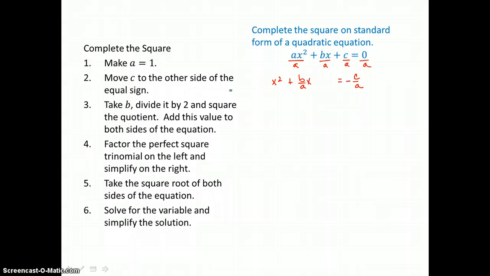And now I'll take my b value, which is b over a, my value that's multiplied to x. I'll divide it by 2 and square it to complete the square on x. Dividing by 2 is the same as multiplying by 1/2, so I have b over 2a squared. And squaring the top, I get b squared. Squaring the bottom, I get 4a squared. This is the value that I'm going to add to both sides of this equation. B squared over 4a squared.